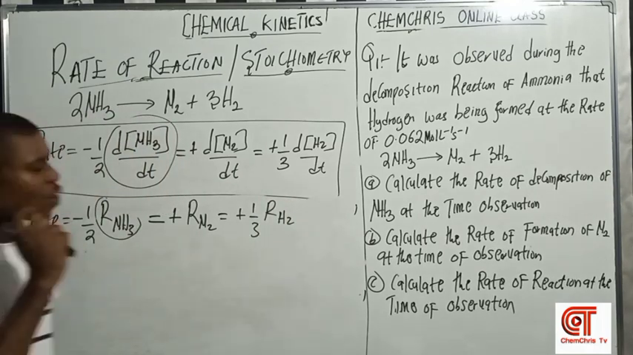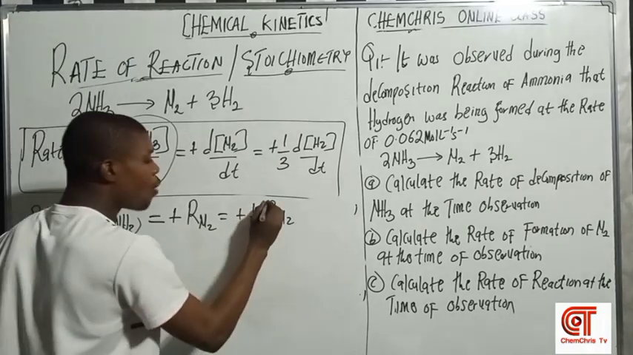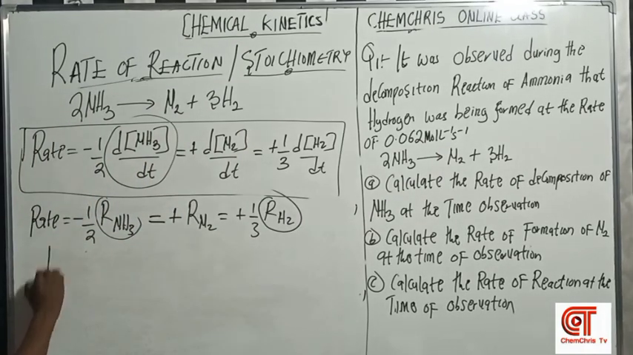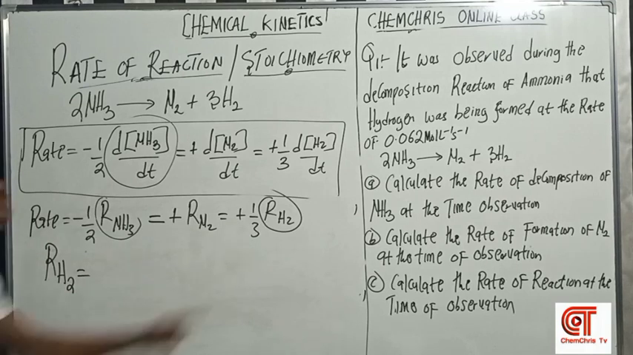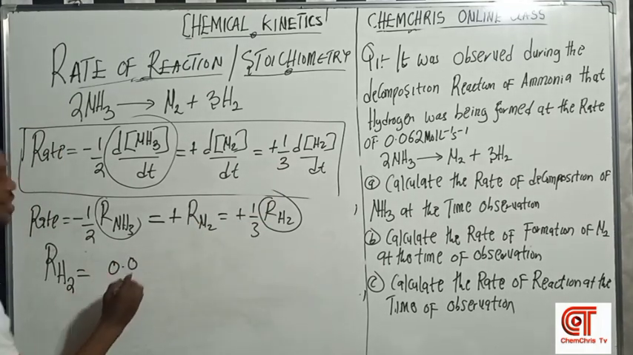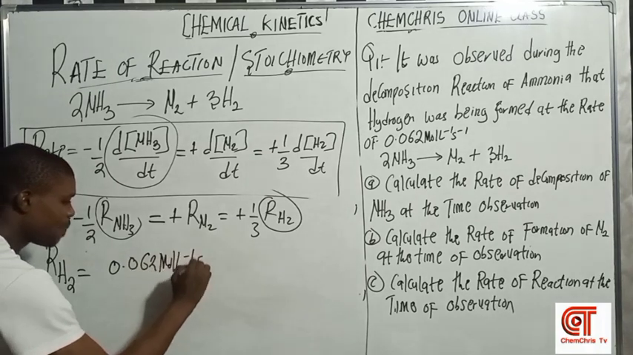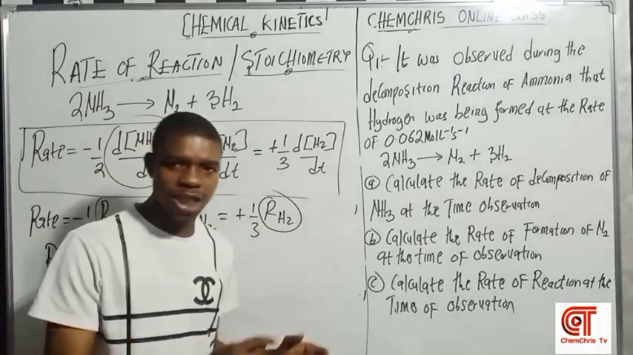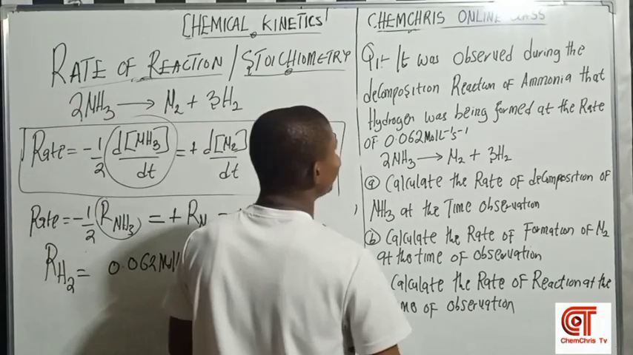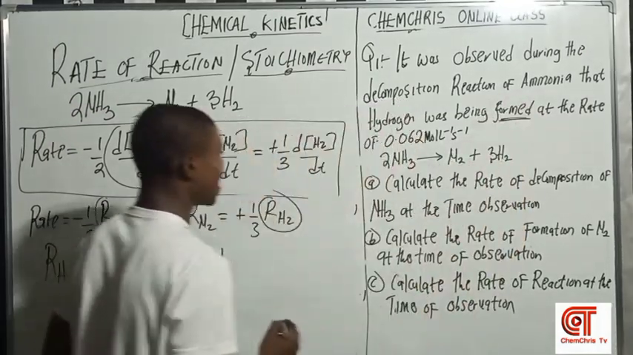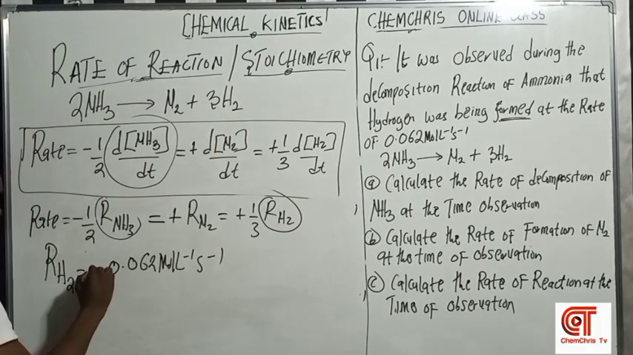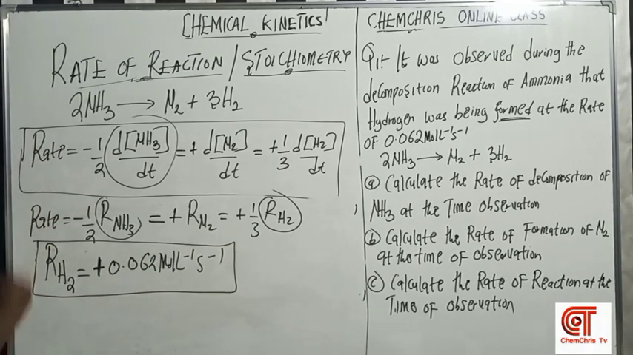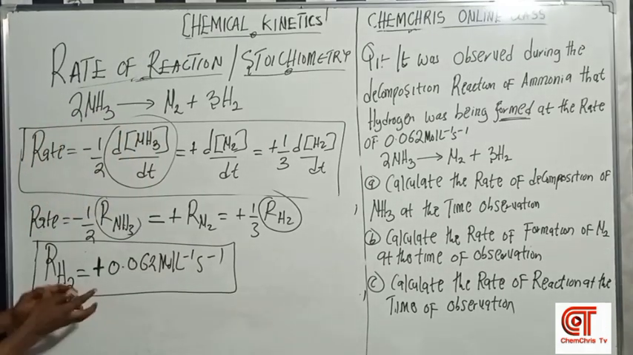Now, in the question, they have already given me the rate of formation of hydrogen gas. Look at it here. So from the question, it says the rate of formation of hydrogen gas is 0.062 mole per liter per second. So understand this here. Is it going to be positive or negative? If I should ask you here, is it going to be positive or negative? Because the word is formation, and it is the product, it is going to be positive. So this one has already been given to me. This is what you really want to understand here.